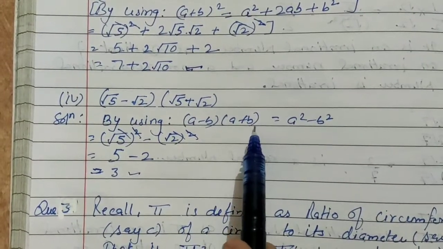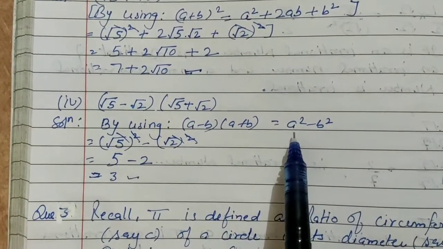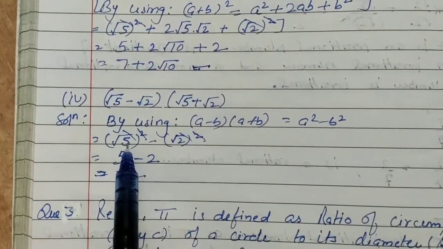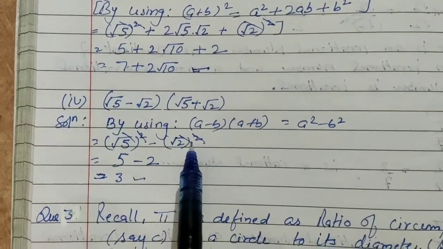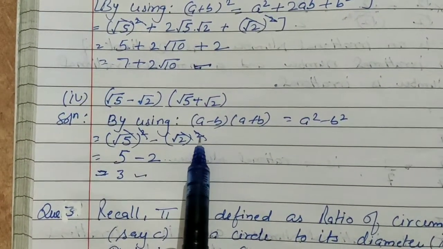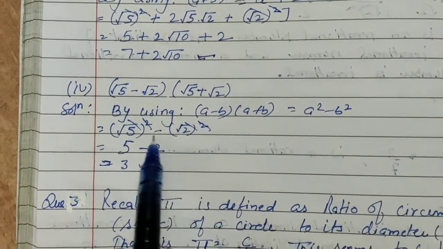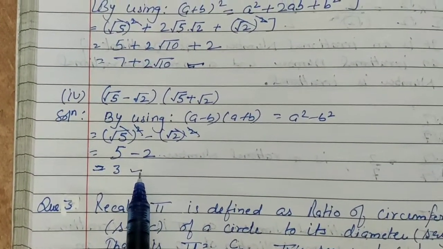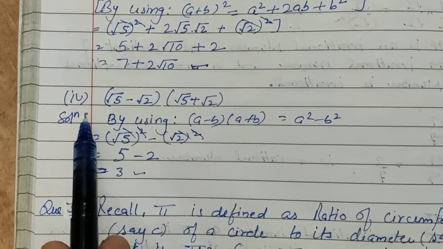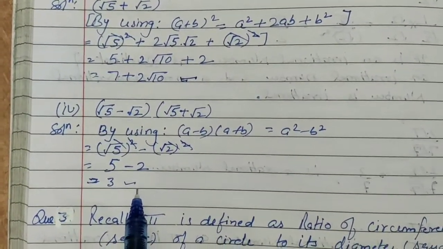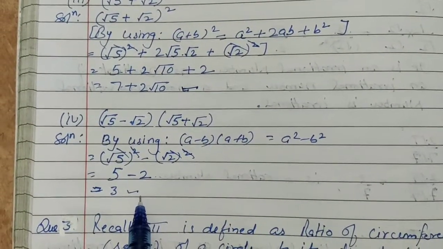By using the property (a − b)(a + b) equals a square minus b square. Here a square is (√5) square and b square is (√2) square. So the square root and square sign will be cancelled. So we will have 5 minus 2 and this will be 3. This is the result of the given expression 4. So this is all about question number 2 and part number 4. You can pause the video and note it down.